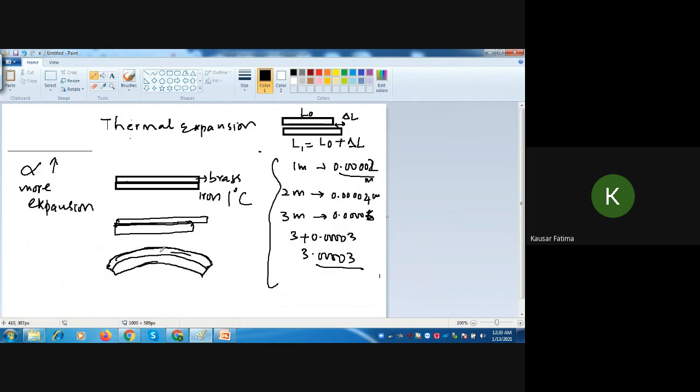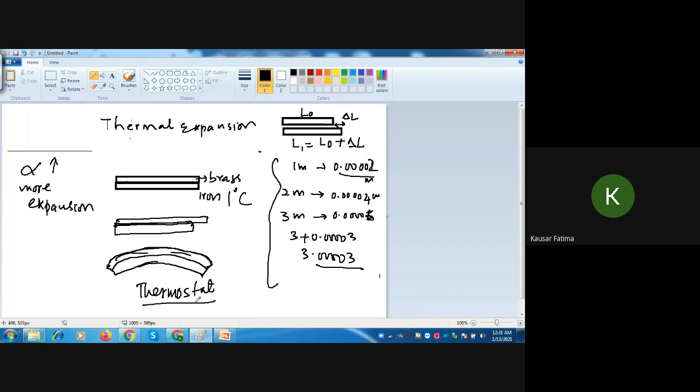So this is brass. Which one is bigger? Of course, the one which is on the outer side of the curve. Brass expands more on heating than iron or invar because the value of alpha for brass is greater. So this becomes like this, and it has so many uses. One of the uses is in the bimetallic thermometer, and another use is the thermostat in the electric iron.